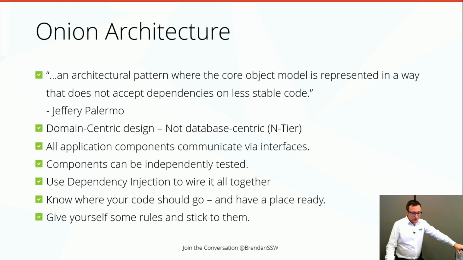So the key concept of onion architecture is it's an architectural pattern where the core object model is represented in a way that does not accept dependencies unless stable code. As I've already said, it's domain-centric, not database-centric. All the application components communicate via interfaces. The individual components that you make can be independently tested. You use dependency injection to wire it all together.